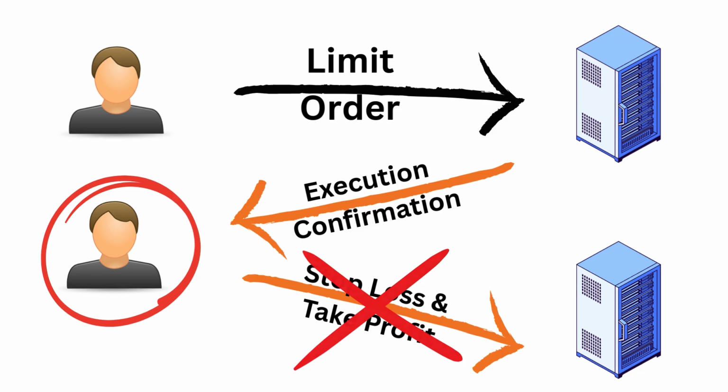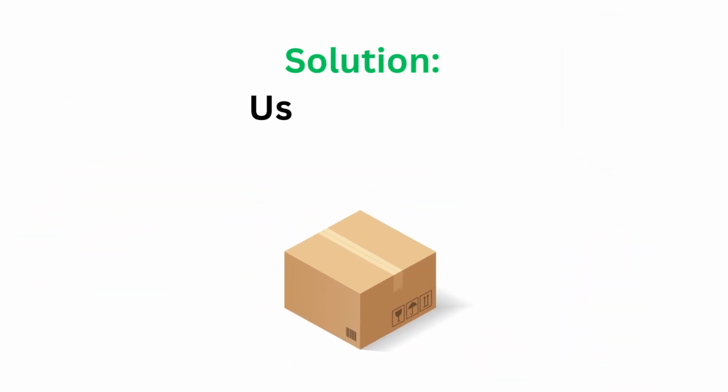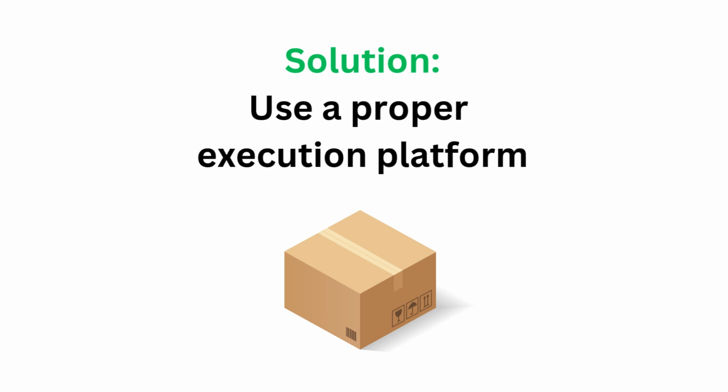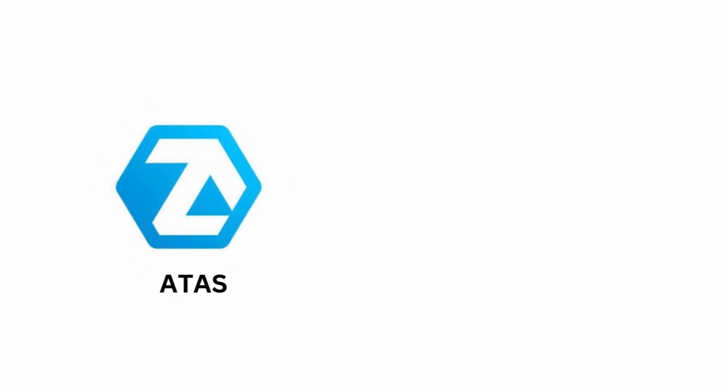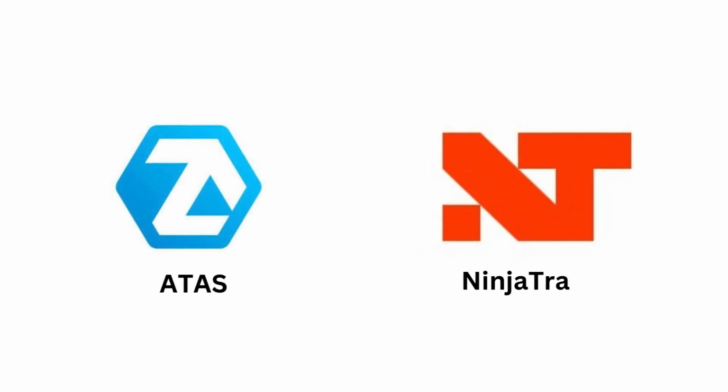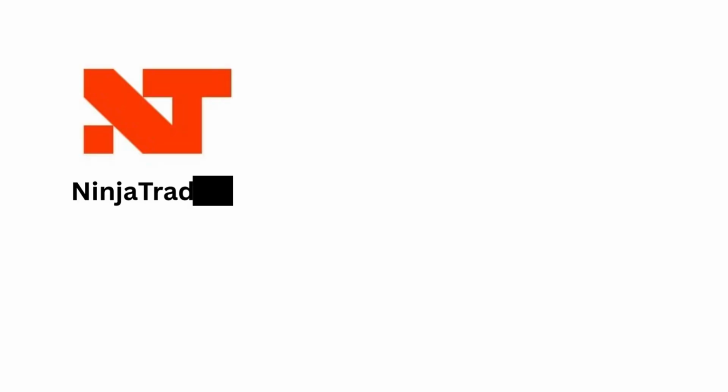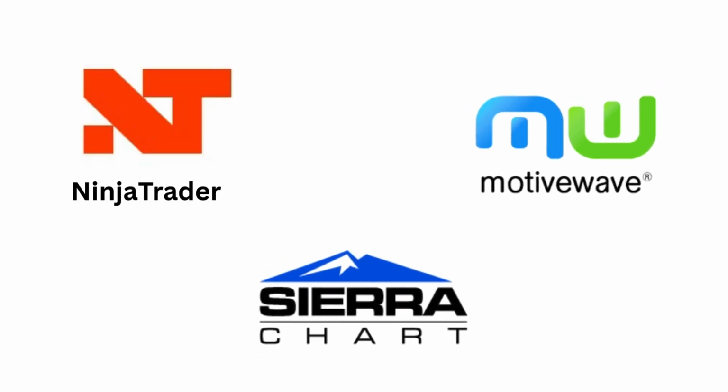The solution is to use a proper execution platform, one that bundles your parent and OCOs together and sends them as a package. Many traders separate charting from execution, for example, using ATAS for visualization and NinjaTrader for order handling. As long as the execution platform bundles the orders correctly, you are protected. Platforms that do this well include NinjaTrader, SierraChart, and MotiveWave.